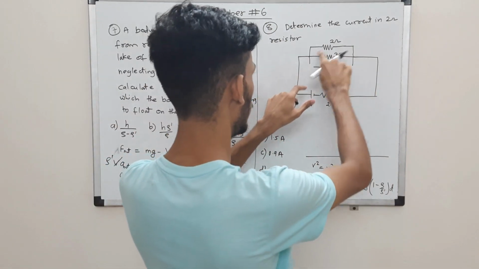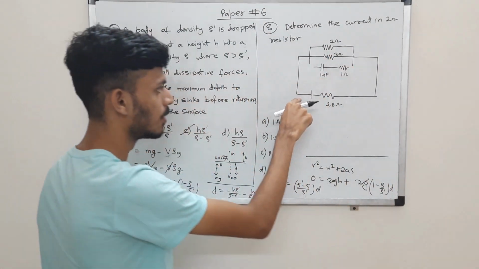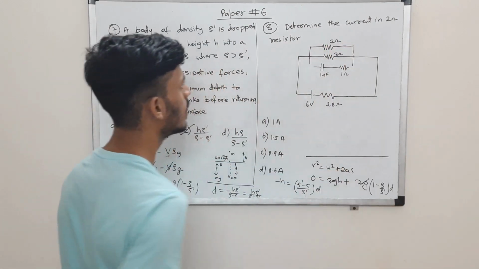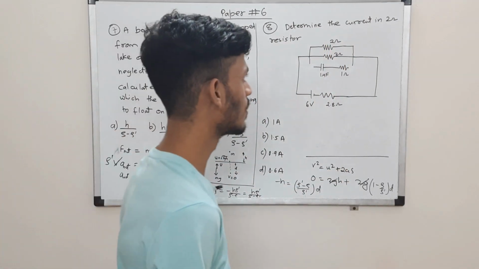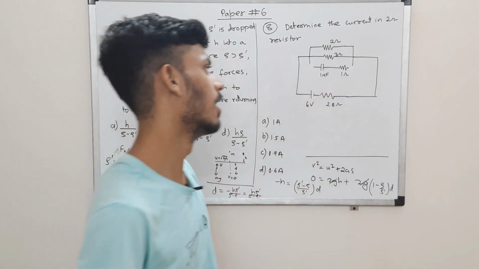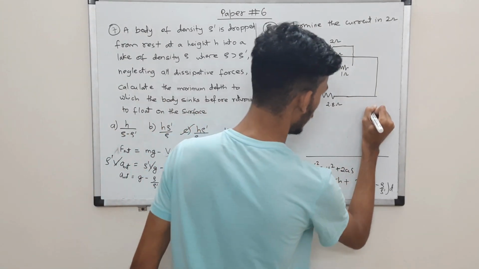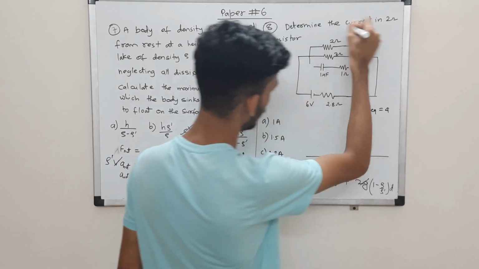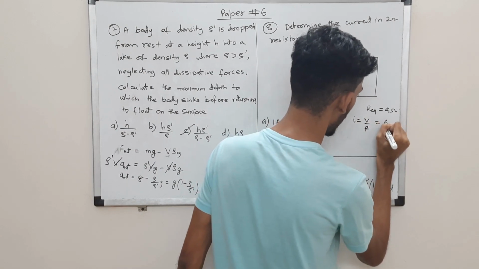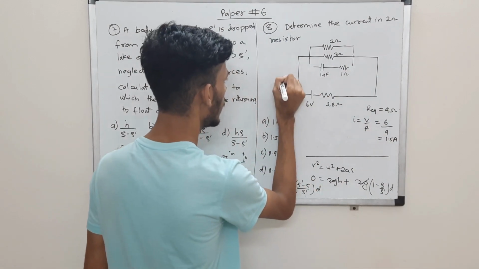This is an open branch. We are just concerned about these two now. First of all, let us find the current that is drawn from this battery. First we will find the equivalent resistance. 3 and 2 in parallel, so product upon sum: 3 into 2 is 6 divided by 5, that is 1.2, and 2.8, that will be 4. So 4 ohms is your equivalent resistance. So I is equal to V by R. V is 6, R is 4, so 3 by 2, 1.5. So 1.5 is the current that is coming from the battery.